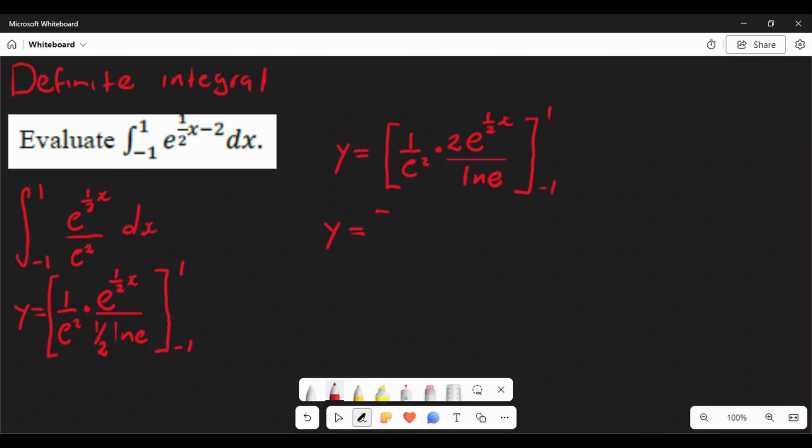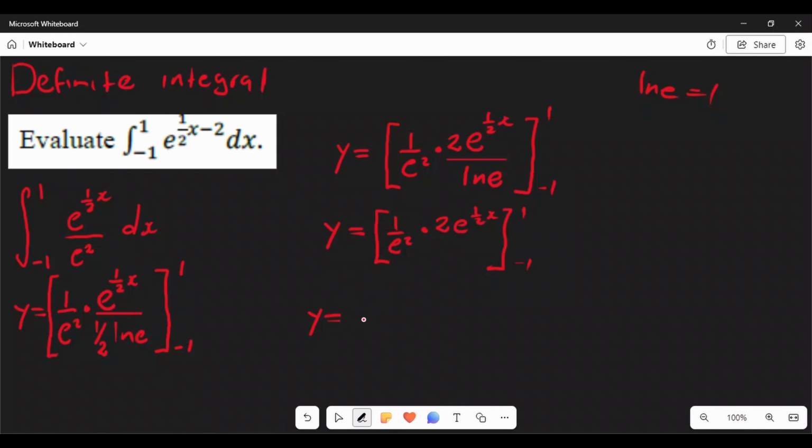So this one, you leave it like that, 1 over e squared multiplied by, what is natural log of e? If you still remember, this is actually 1. So natural log of a, I'm gonna write it here, natural log of a is equal to 1. So even if you just write this as it is, divided by 1, it's fine. You don't have to write the 1. So it's gonna be 2 e to the power of half x, upper limit, then lower limit. But before we substitute, how about we write the brackets?